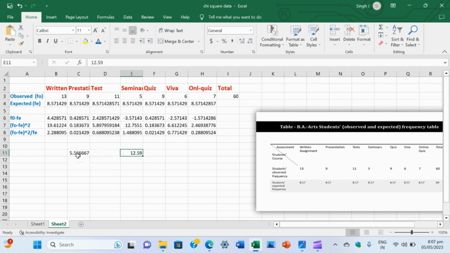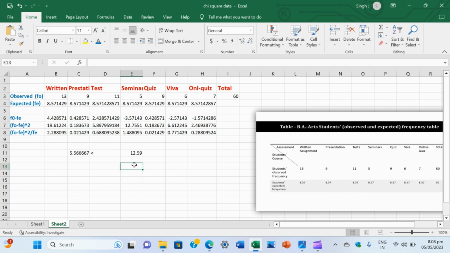Since our obtained value for the chi-square test is approximately 5.57, and since this value is less than the table value, it is not significant. It means the null hypothesis is accepted, since the value for the chi-square test is less than the critical value. But we can also find the p-value directly using a formula in Excel.